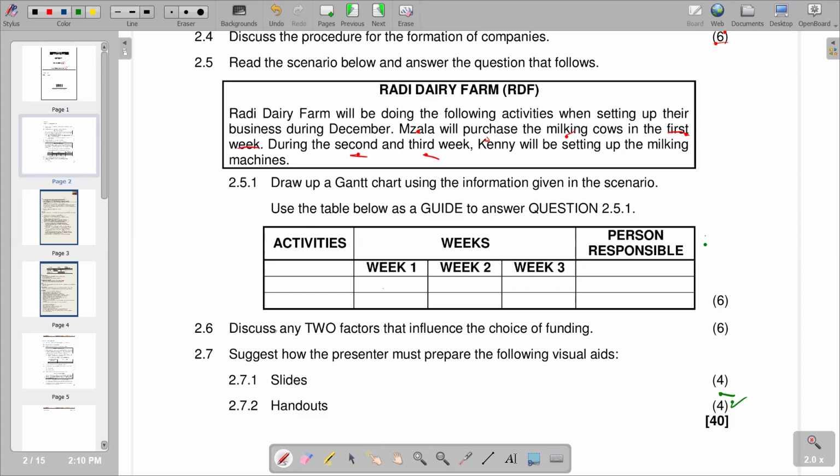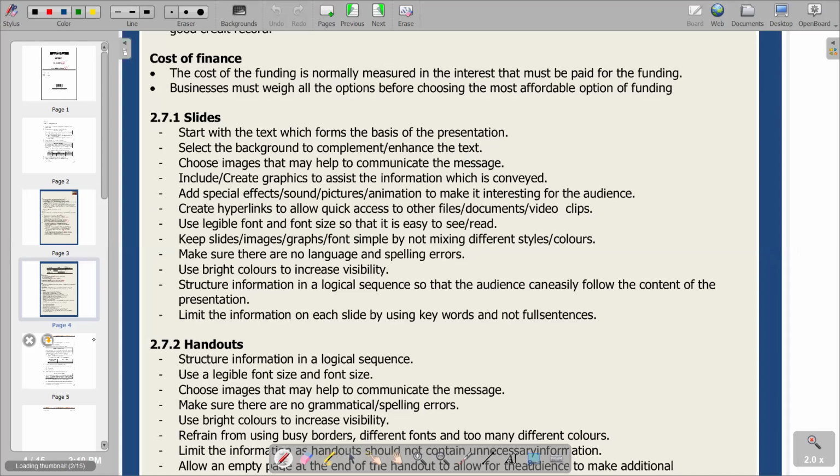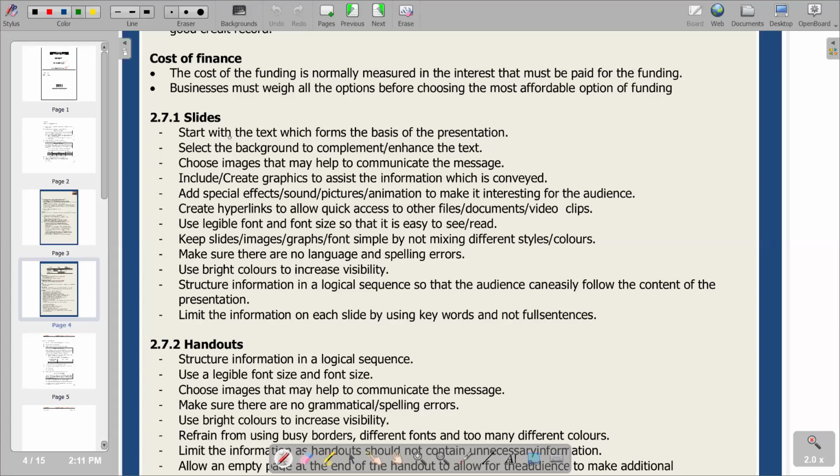Our question has 4 marks. Obviously, at least 4 points should be raised on these sections. So let's go to our answer section to see what we have. On the first part, we've got various points that are listed there, but you can just pick 4 that are simple. So on the first point of slides, we've got start with the text which forms the basis of the presentation.